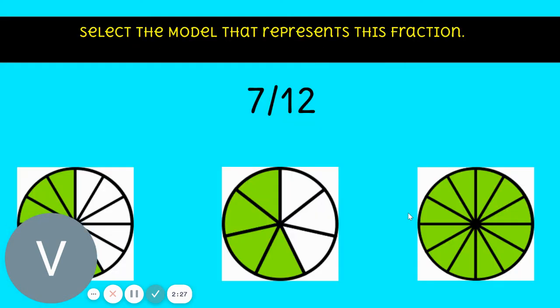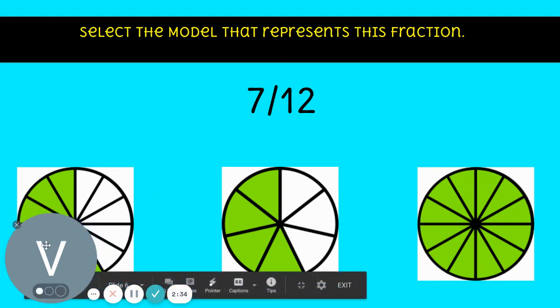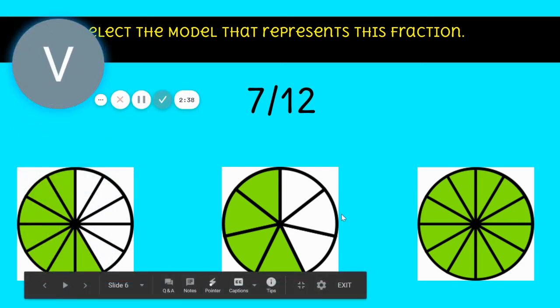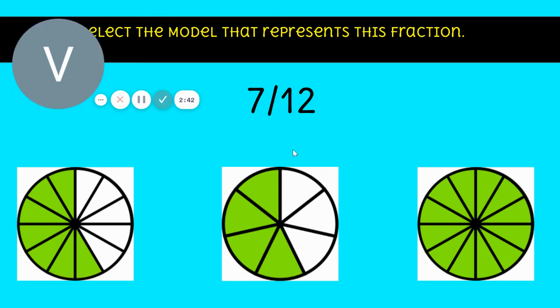Okay, now that you've had a chance to copy the anchor chart, let's select some of the models with the correct fraction. We have the fraction 7/12, and we have 3 different options. Which model represents 7/12? Remember, this will be 12 pieces, the denominator, and then the 7 would show how many pieces are present. So how many pieces are green? We're looking for the model that has 7 green pieces out of 12.